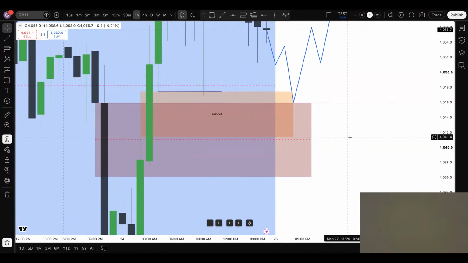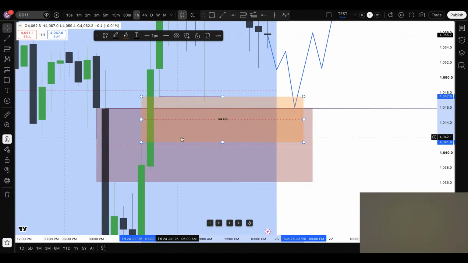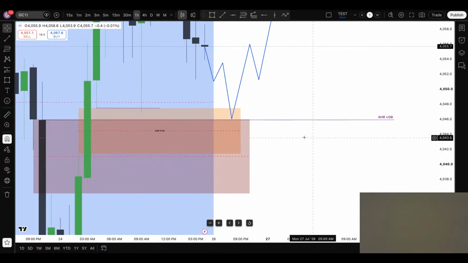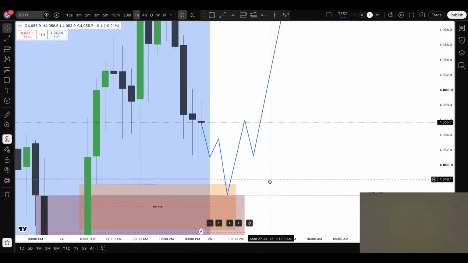So my anticipation is the price will come down to this shadow PD array. Shadow means overlapping two PD arrays. See, this is the 1 hour FVG. This is also a 1 hour FVG, but overlapping two FVGs is called a shadow PD array. Shadow FVG, right? So price will come lower, taking this equal low and this midpoint, and also this 4 hour OB, then inside the shadow PD array, then will go higher.